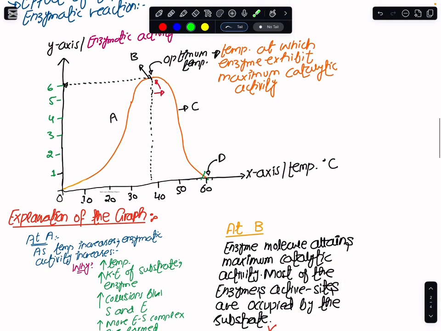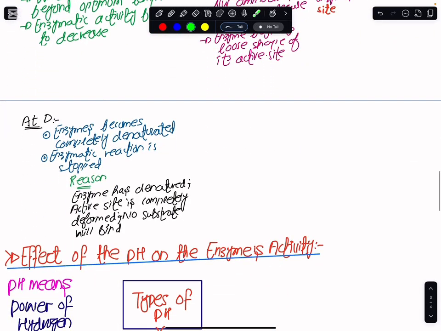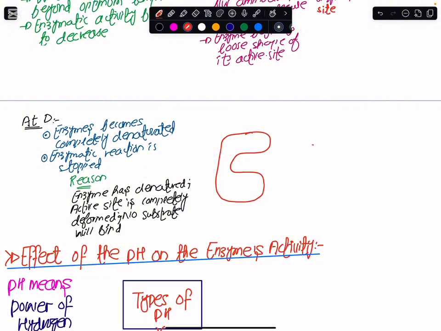And when we come to this point D, where the curve has touched the x-axis, you would say that here the enzyme has become completely denatured. The enzymatic reaction would stop, and the reason is that the enzyme has become completely denatured, so it will lose the shape of its active site. Initially the enzyme's active site looked like this, but now it is completely deformed, so no substrate is going to bind with the enzyme's active site.